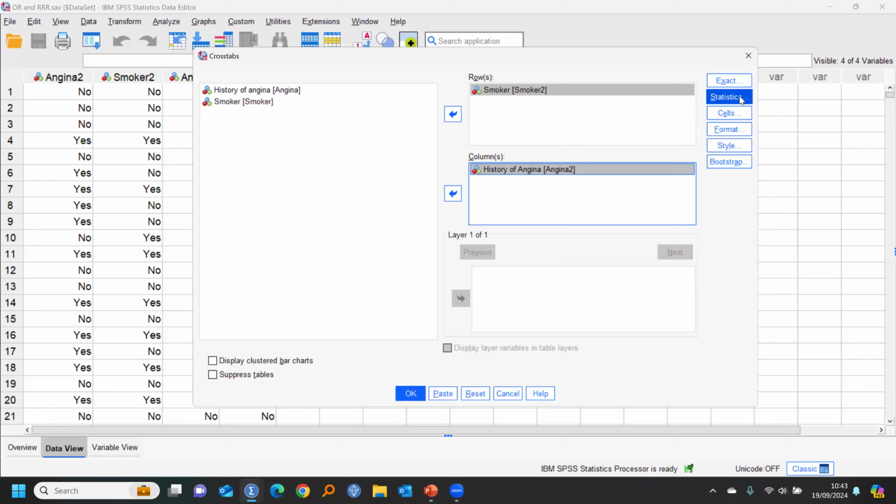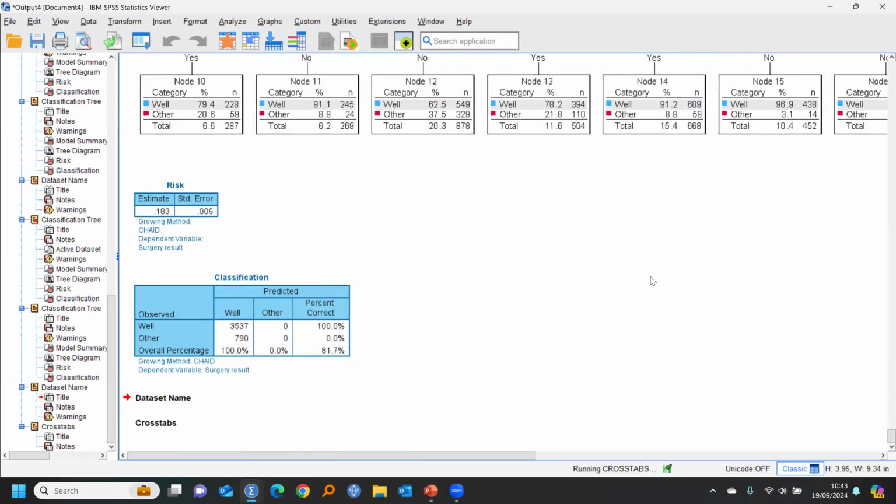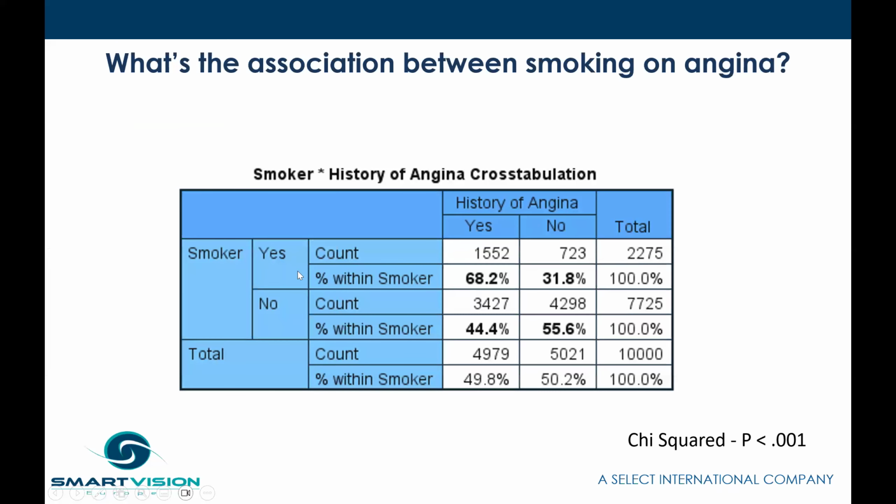If I go here to Cells, I can ask for row percentages. Click Continue and OK. We're going to get an output that looks like this. Okay, so there we go. How many people are there, 10,000 in this sample, quite a big sample. 68% of the smokers had a history of angina, compared to 44% of the non-smokers. 31.8% of the smokers did not have a history of angina in this sample, and 55.6% of the non-smokers didn't.